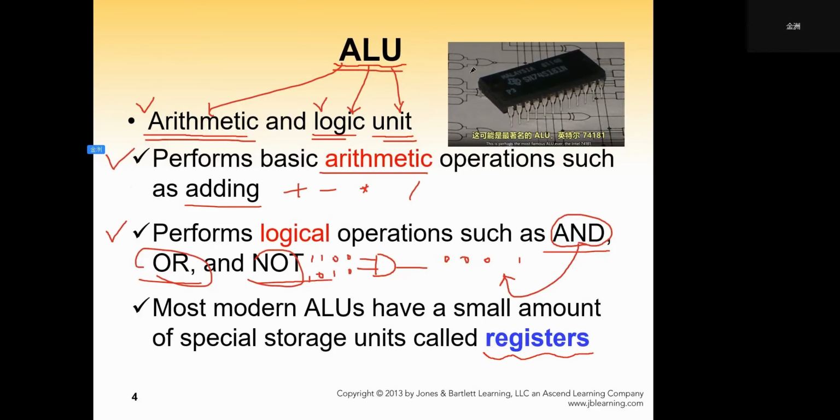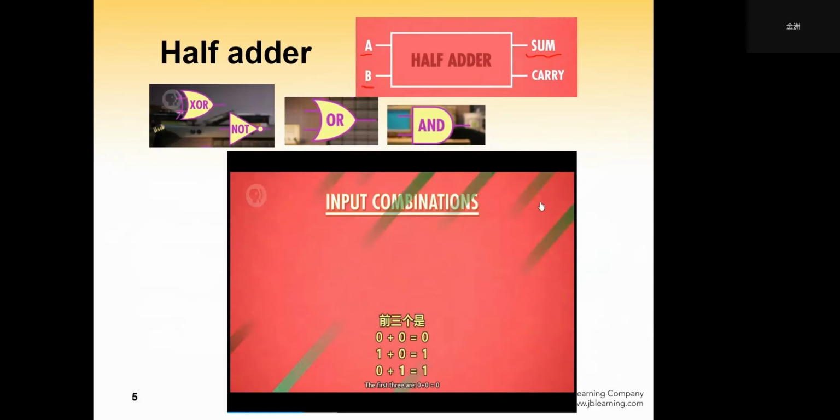Okay, so I showed here a chip, which is an ALU. It is one of the most famous ALU chips. It was created by the Intel company, and its name is 74181. It's the first ALU chip, a very formal ALU chip, so it's the most famous ALU ever. In most modern ALUs, in fact, we use a lot of small storage units. We call them registers. Later we are going to learn more about the registers. This is just one thing you need to know about the ALU.